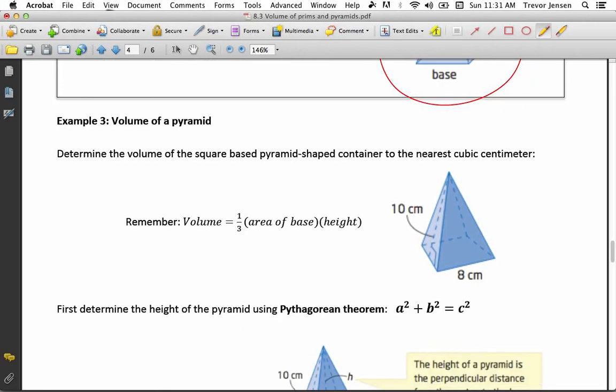So let's do an example. Let's find the volume of a pyramid. Find the volume of a square-based pyramid-shaped container to the nearest cubic centimeter. So remember, volume is 1/3 area of the base times the height.